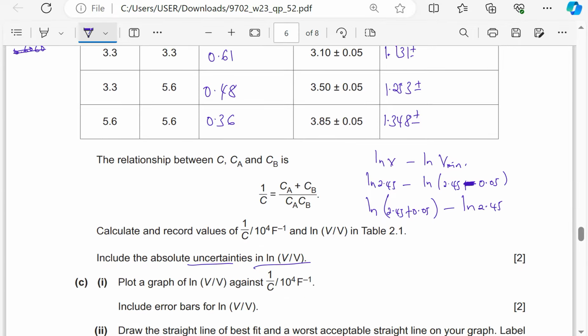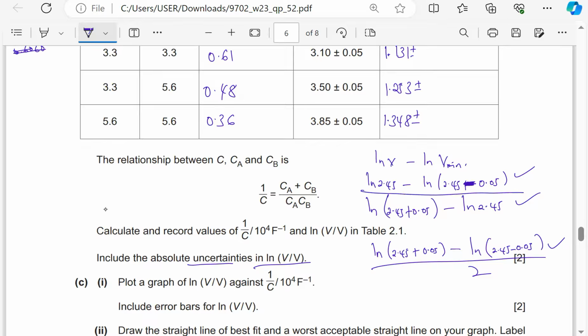Or you can get ln of V maximum minus ln of V minimum, divided by 2, but that is a wastage of time. You can say ln of 2.45 plus 0.05 minus ln of 2.45 minus 0.05, and divide this by 2. So you have three methods, 1, 2, 3. You can choose one, but I'll just take this one here, ln of V exact minus ln of V minimum.